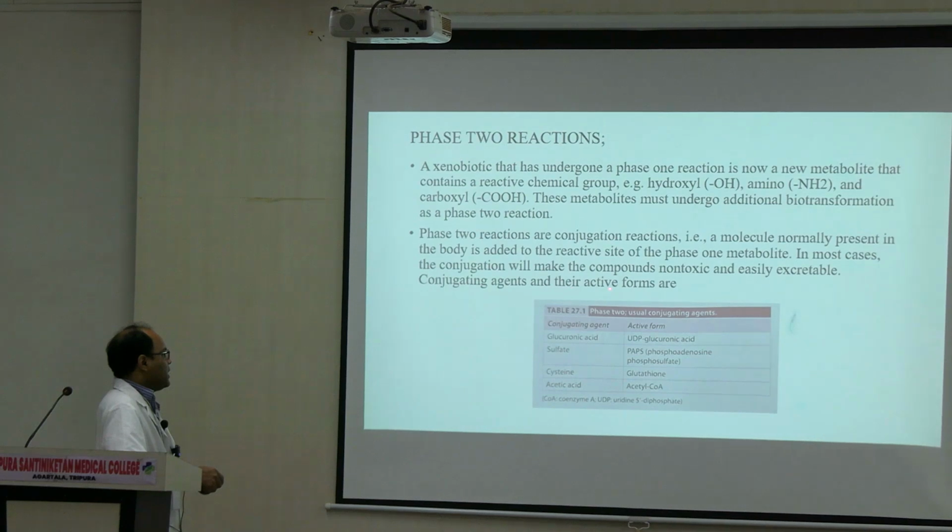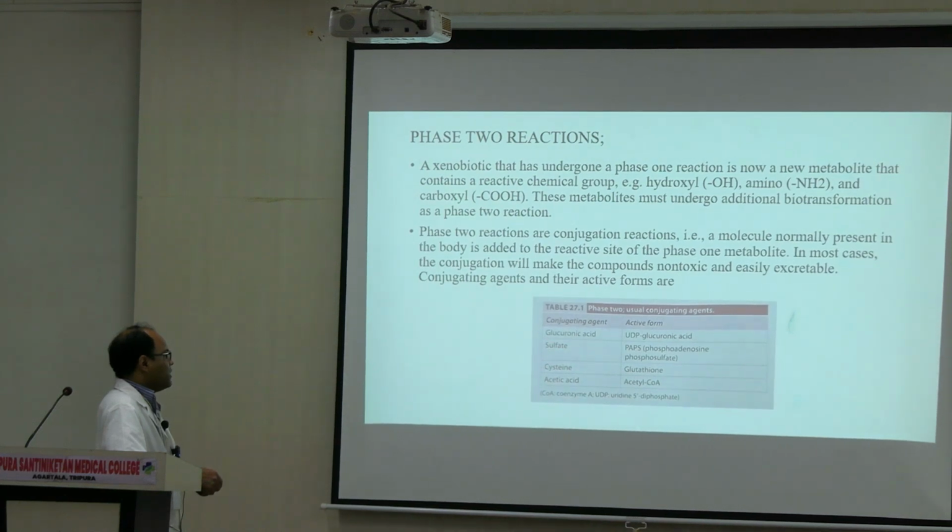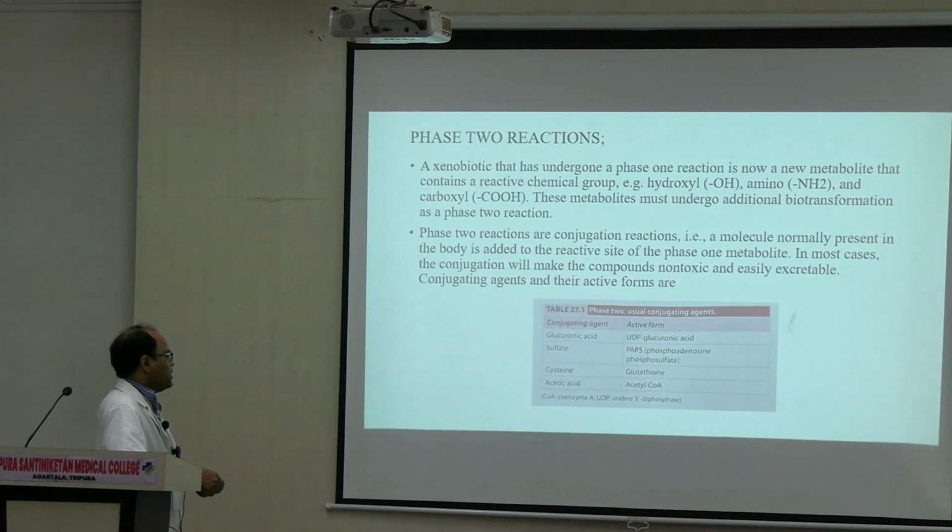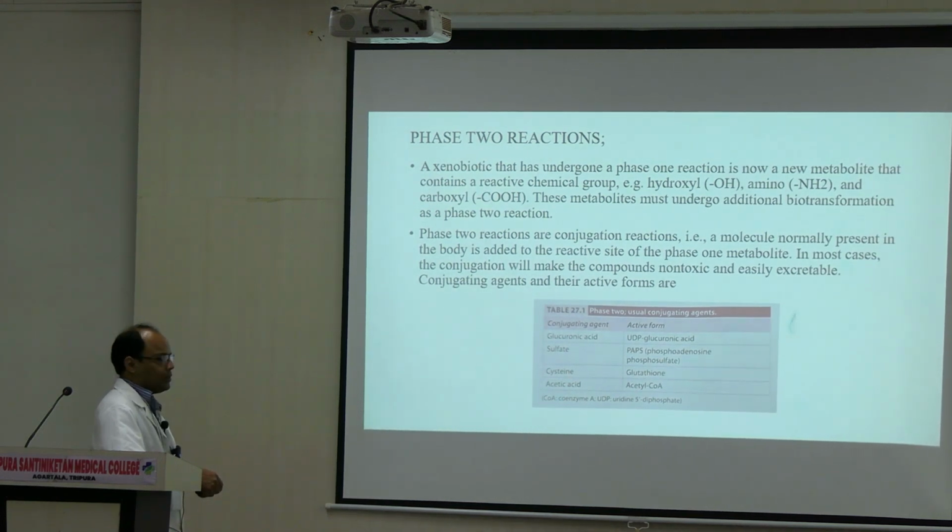Conjugating agents and their active forms are like this: glucuronic acid, UDP glucuronic acid, sulfate, PAPS, cysteine, glutathione, acetic acid, acetyl-CoA. These are some examples.